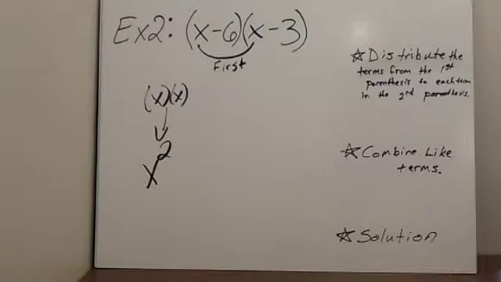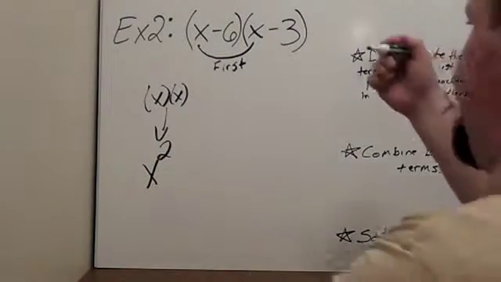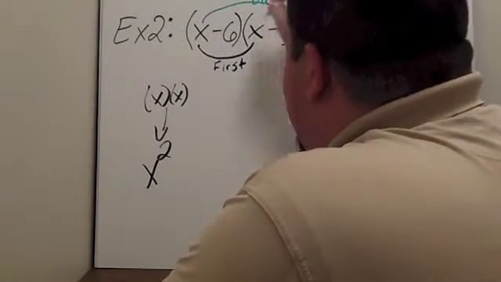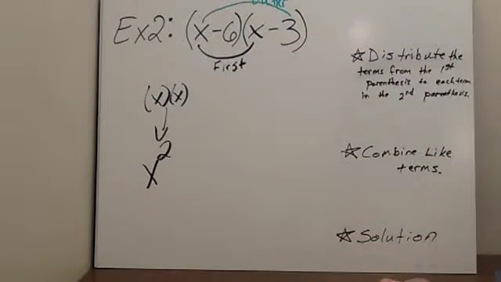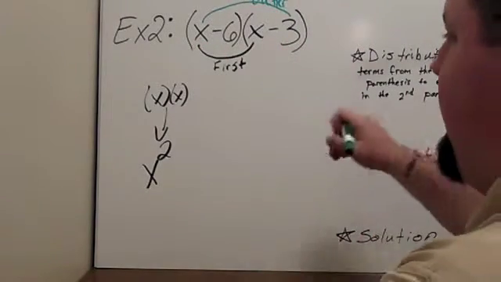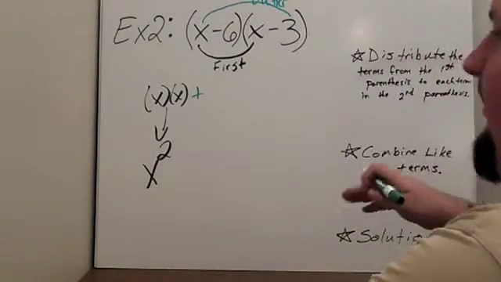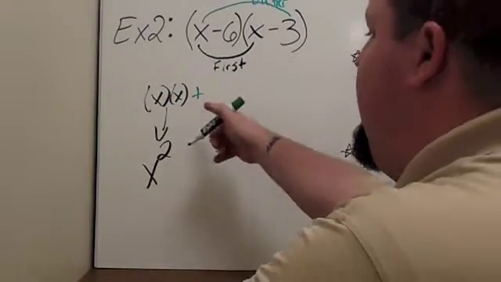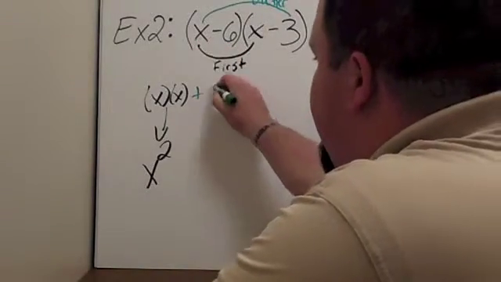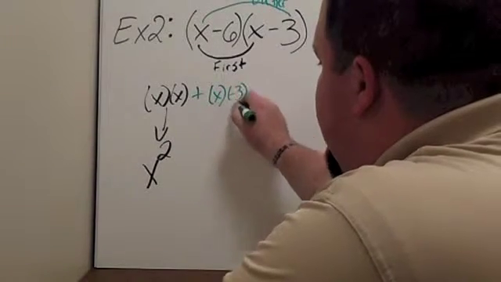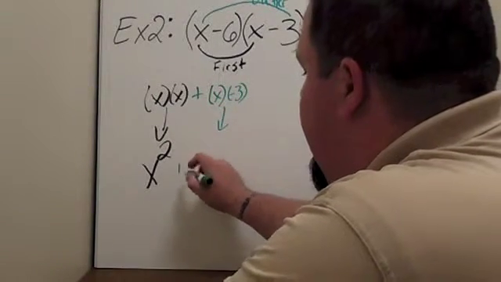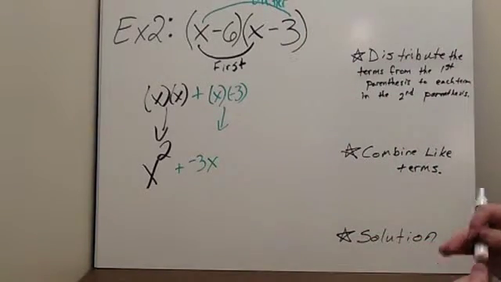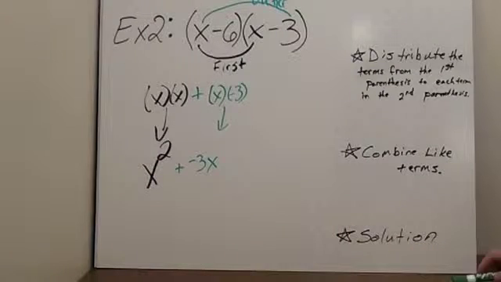Then we want to do our outer terms. These are our bookend terms. X times negative 3. We need to be very careful when we have sign changes. There's still a plus sign between these because there's always going to be an addition between each step in the FOIL. X times negative 3 will result in a negative 3x. So we can do plus a negative 3x, or you could do minus 3x, whichever is your choice.